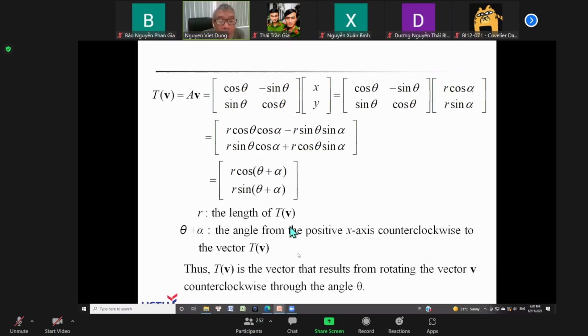So with that, you see TV is a vector we obtain from rotating the vector V counterclockwise by the angle zeta.